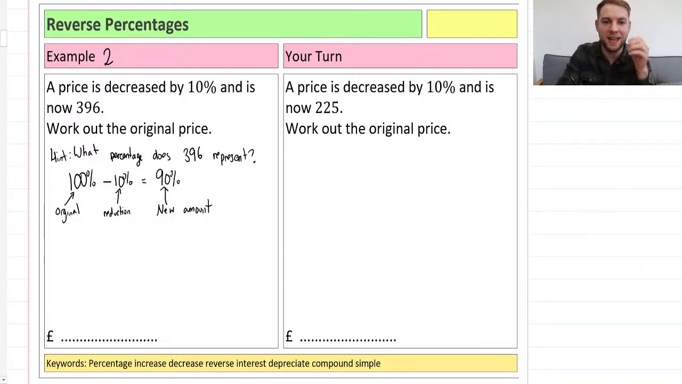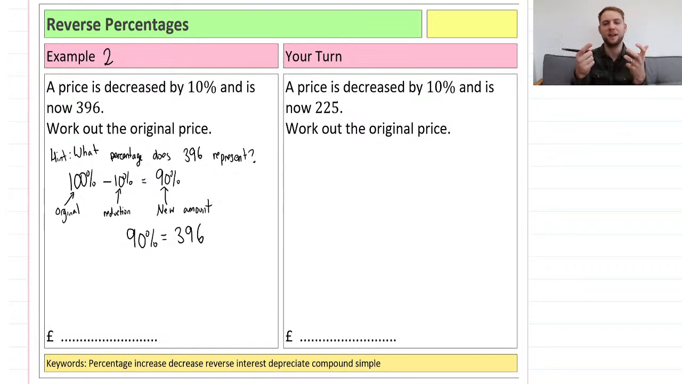Now what we're saying here is that the 396 has been reduced by 10%. So that is the new amount. So our starting point here is that 90% is equal to 396. And remember, we're trying to get to our original amount now. Okay?